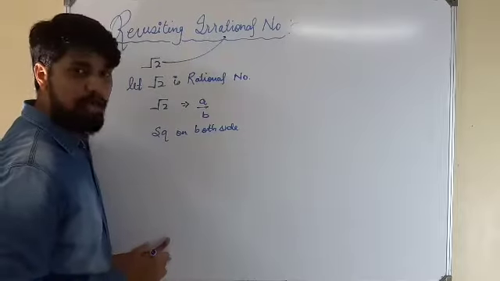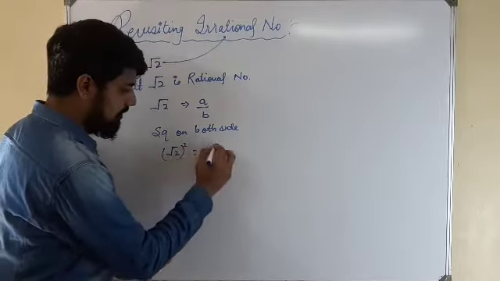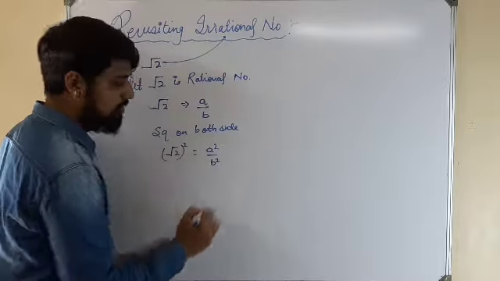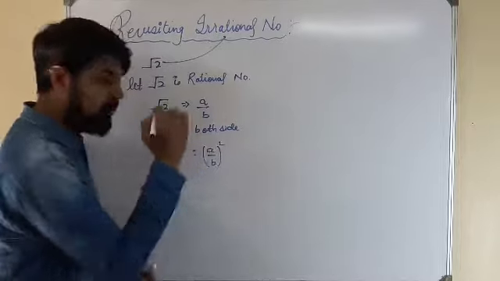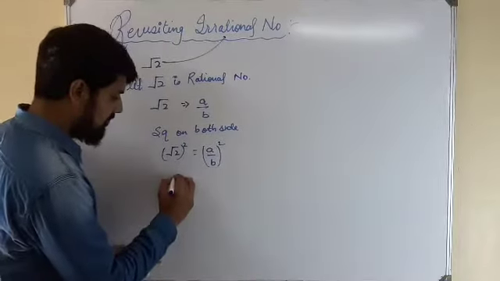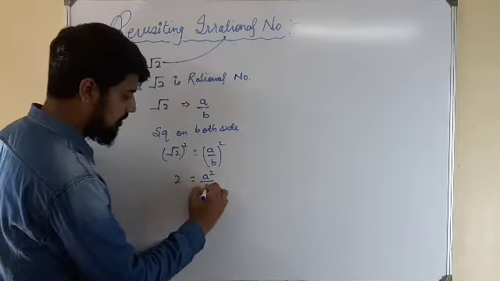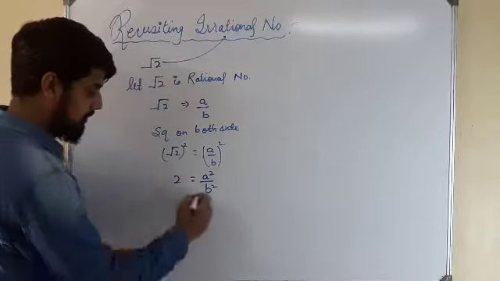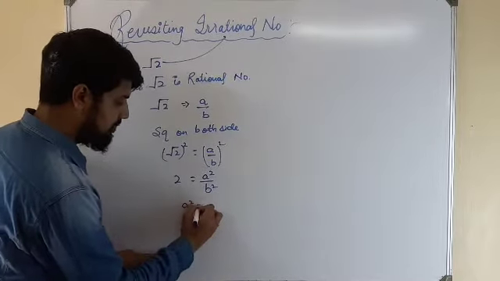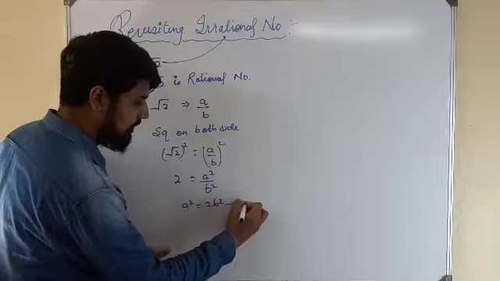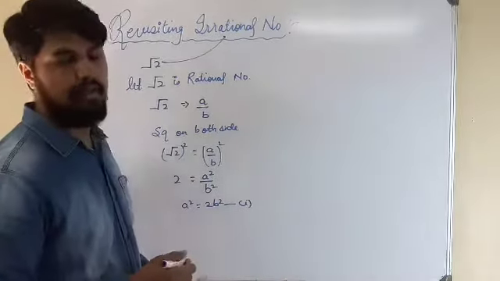Once we do the squaring on both sides, it is going to be root 2 square is equal to a square upon b square. In the beginning you can write it as a upon b whole square. Now see, root 2 square is 2, which equals a square upon b square. Now I can write it as a square is equal to 2b square, equation 1. Simply, I just transferred this b square to the left hand side.